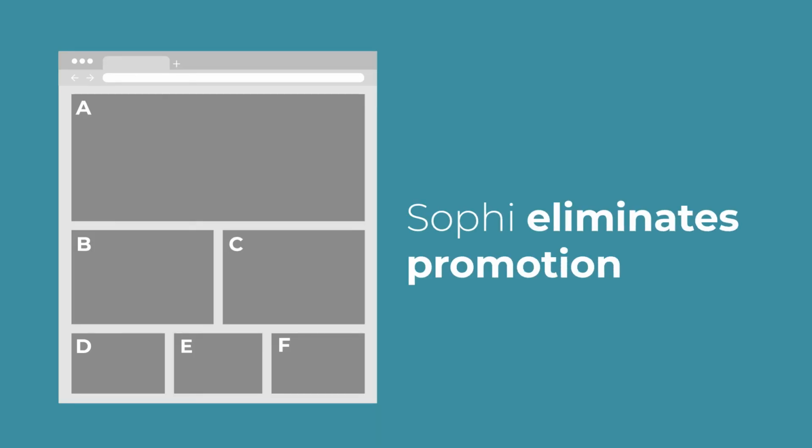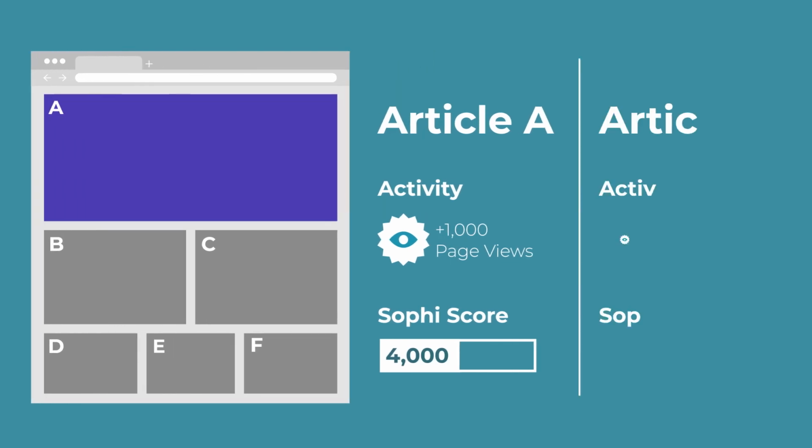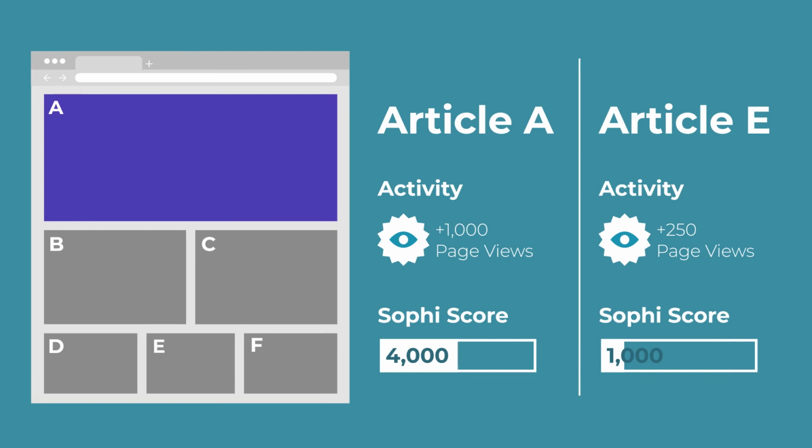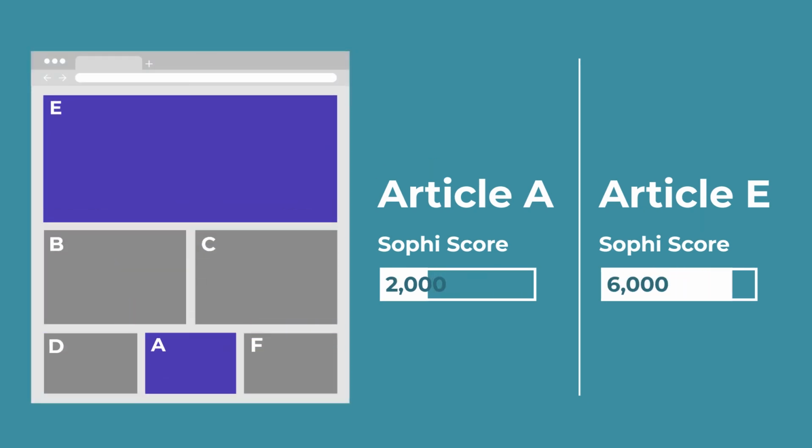What also makes Sophi Site Automation unique is that it eliminates promotion bias. It's easy to look at the story that was featured at the top of your homepage with a big image for an entire day and see that it got more views than the article with a small headline and no image hidden near the bottom of your page. Sophi looks past this, penalizing content that received more promotion and boosting the Sophi score of content that got less to compare apples to apples.